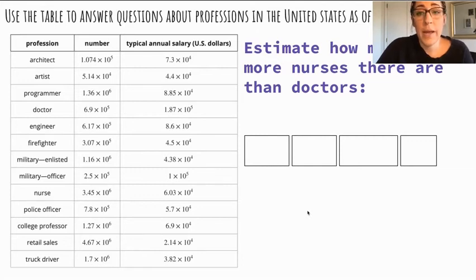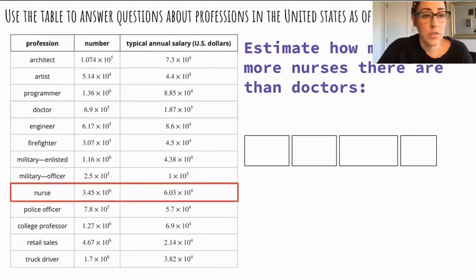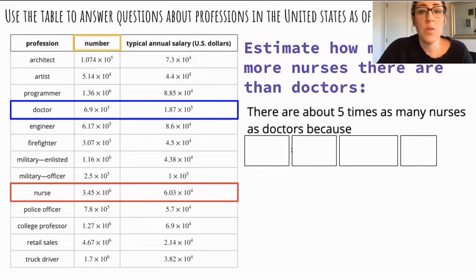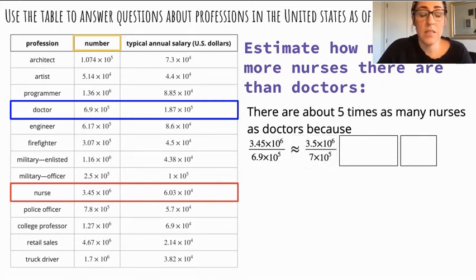Okay, so we start off by estimating how many times more nurses there are than doctors. So here's our nurses, here's our doctors, and we're looking at the numerical value. There's going to be about 5 times as many nurses as doctors, because if we take the number of nurses, the 3.45 times 10 to the 6th, divided by the number of doctors, we're using estimation here. So we're going to say that this is close to 3.5 and close to 7.